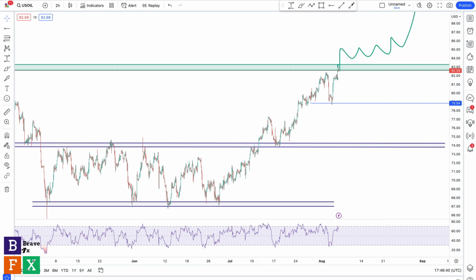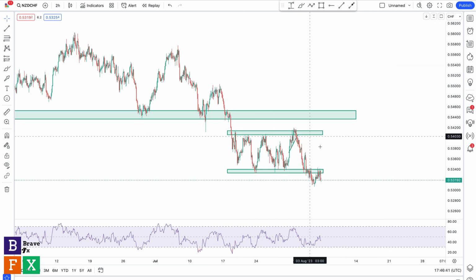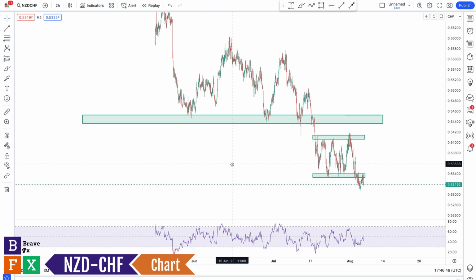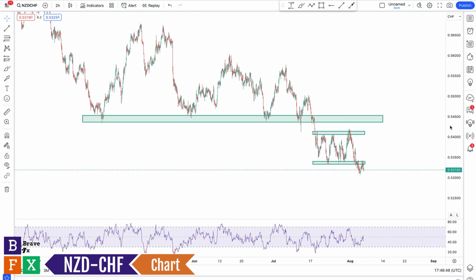Moving on, we're going to talk about NZD-CHF. So NZD-CHF currently in a very massive downtrend, and I'm looking forward to go short, right? I think I'm already on a short position on this trade, and I dropped this in our Discord.